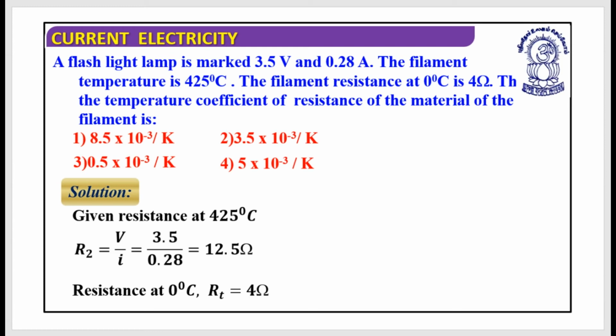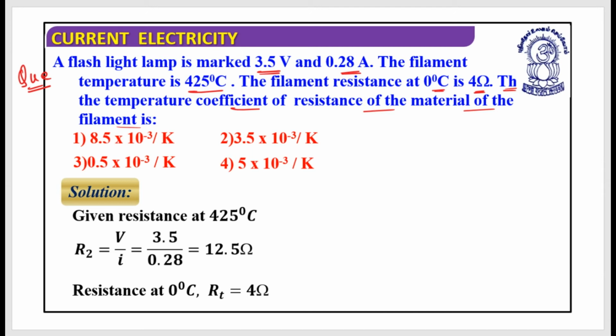A flashlight lamp is marked as 3.5 volt and 0.28 ampere. The filament temperature is 425 degrees Celsius, and the filament resistance at 0 degrees Celsius is 4 ohm. Then the temperature coefficient of the resistance of the material of the filament is?